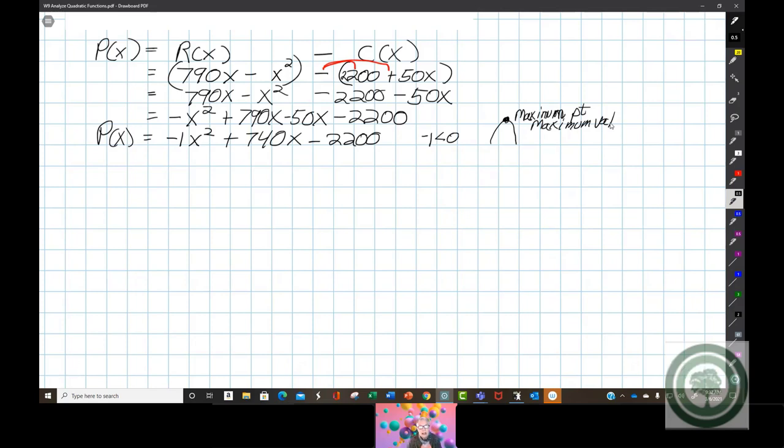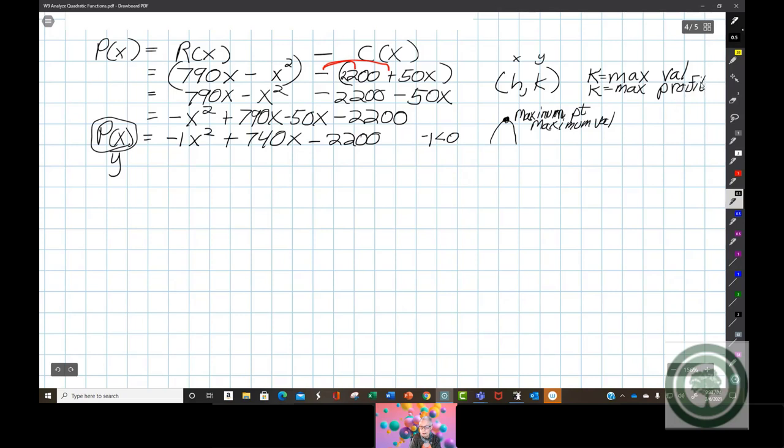But what's the maximum value? If you're dealing with your vertex, which is HK, then H is your X coordinate, K is your Y coordinate. K, the Y coordinate, is the maximum value. That is the maximum profit, right? Because this is acting like Y. And the rest, you've got your X's. So it's the Y coordinate that's the maximum value, which means it's your profit. The Y value, K, is going to be your maximum profit.